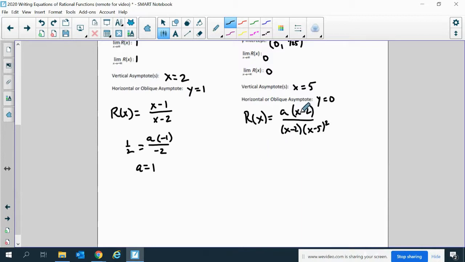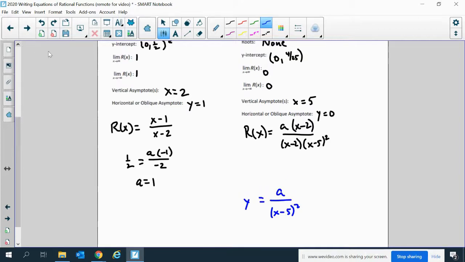So for the purposes of making my calculations easier, I'm going to cancel off the x minus 2's in the numerator and denominator. So a over x minus 5 squared equals some y value. And now I'm going to substitute in points that I know. So for example, (0, 4/25). So 4 over 25 equals a over, if I plug in 0, I get negative 5 squared, which is 25. So that means a has to equal 4.